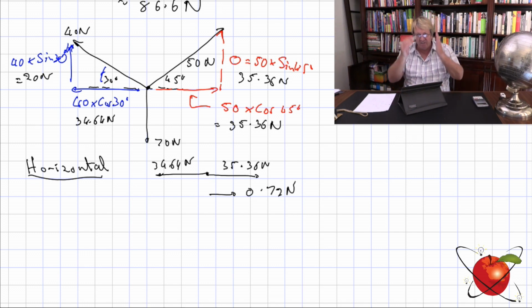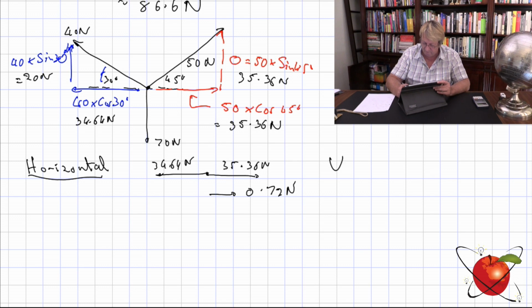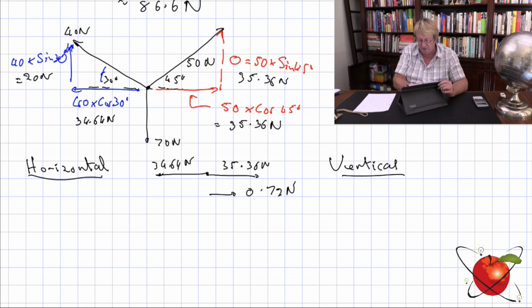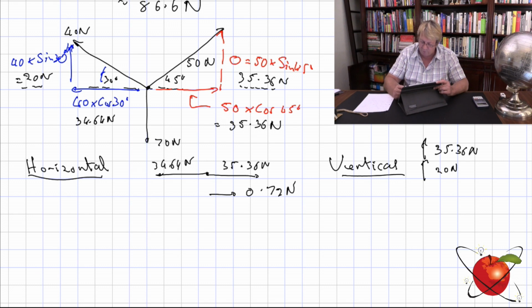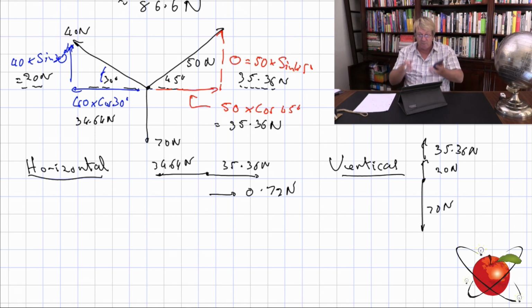Right? Now let's have a look in the vertical direction. What is pulling up? Can you see we've got 35.36 and we've got 20. So let's put them in: 20 newtons, and there's our 35.36 newtons. And pulling down, we've got a total of 70 newtons. Let's have a look if there's a greater up or a greater down. 70 is going down, minus 20, minus 35.36, is 14.64 newtons acting down, haven't I?